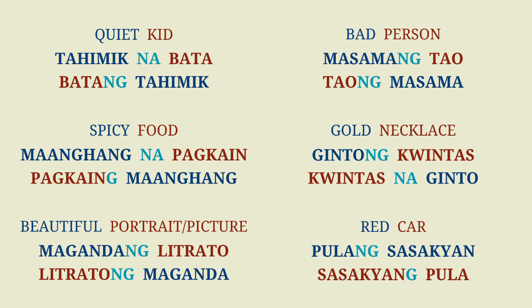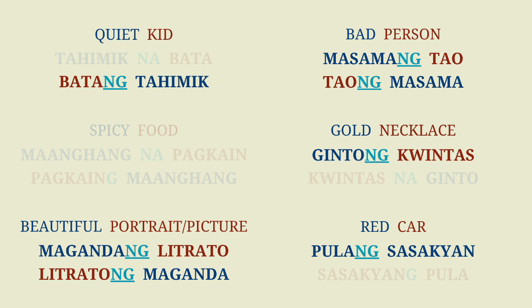to the word, like in these examples. Now, if you look at this example, the first word is bata or kid in English. So bata ends with a vowel. Therefore, we have added the suffix ng as the linker. Okay, let us look at another example. So this one, the first word is masama or bad. Again, it ended with a vowel, so we have added the suffix ng as the linker.